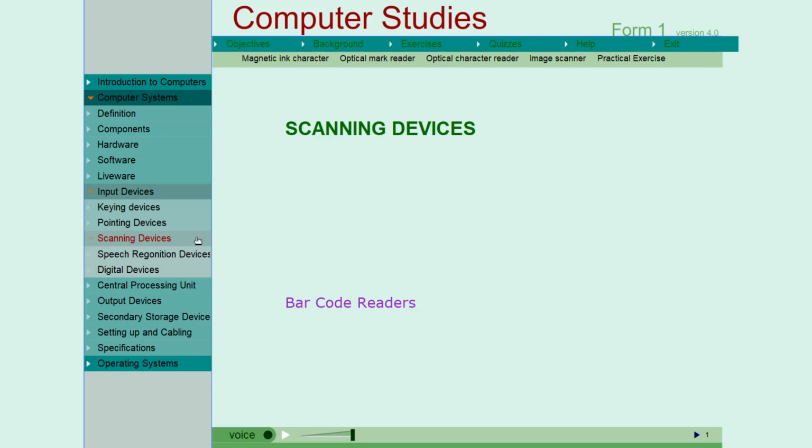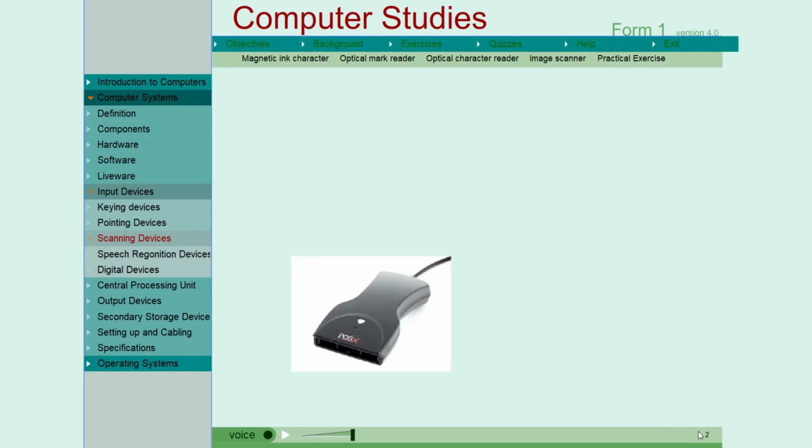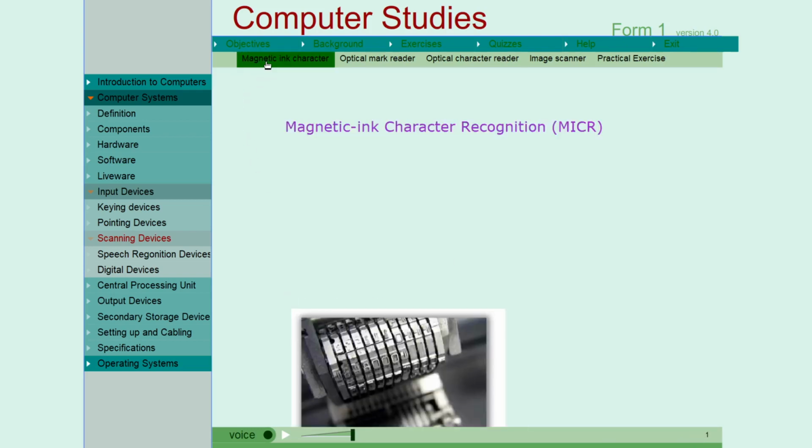Scanning devices produce a digital image of a document for input and storage in a computer, using technology similar to that of a photocopier. Some of the scanning devices include 1. Magnetic ink character recognition, also called MICR, which translates magnetically charged numbers printed at the bottom of bank checks and deposit slips into digitized signals.